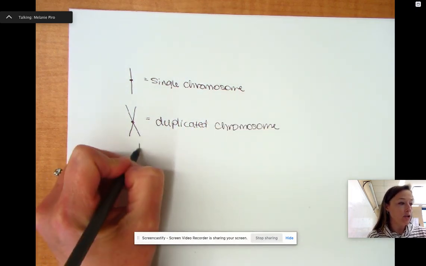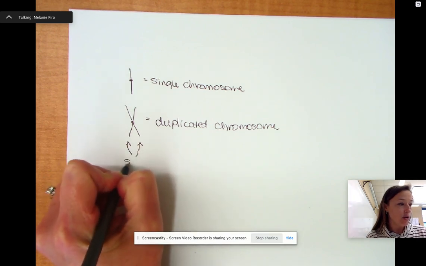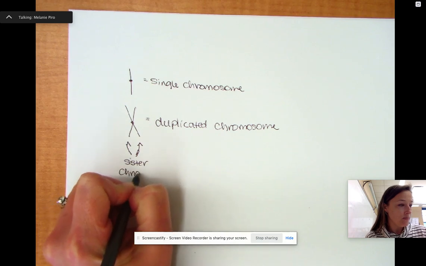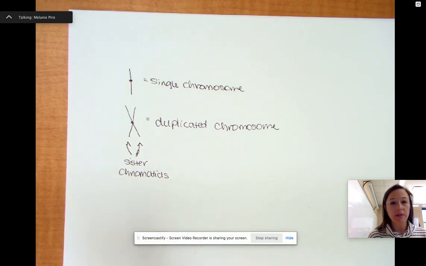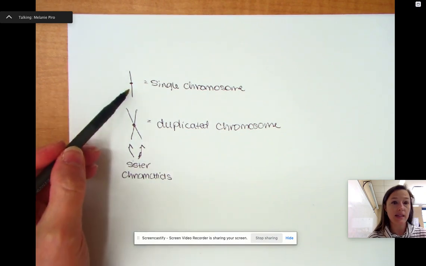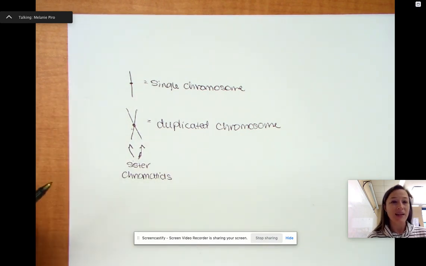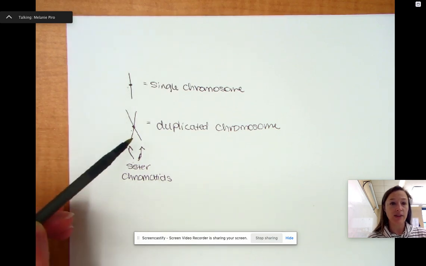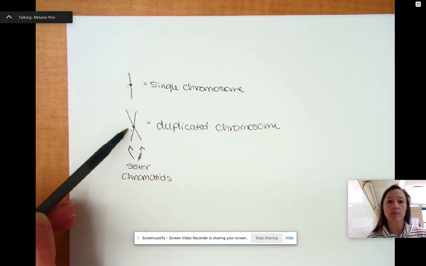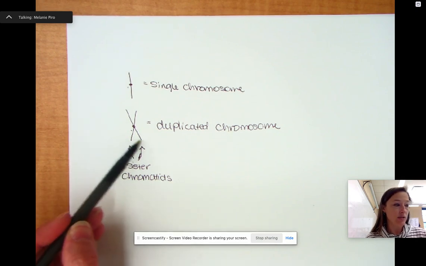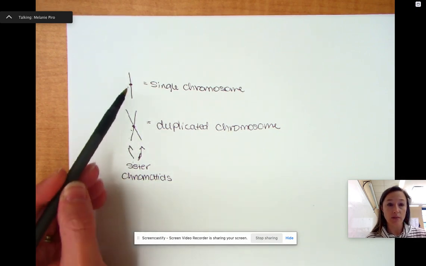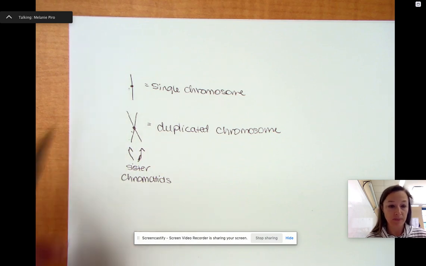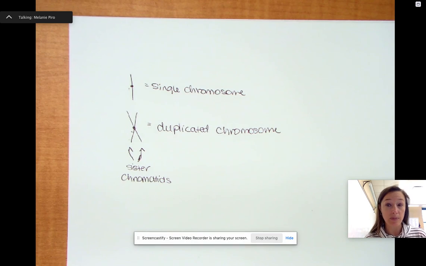This is made up of two sister chromatids. Sometimes you'll hear people talk about a chromosome and they're talking about this, and sometimes you'll hear them talking about this. But either way, you have 46 of these, 23 from mom, 23 from dad, and then after S phase, you have 46 of these, 23 from mom, 23 from dad. These two are called sister chromatids, but once they break apart to make two of these, they're no longer chromatids, they are then single chromosomes. So that is the difference between a single chromosome and a duplicated chromosome.